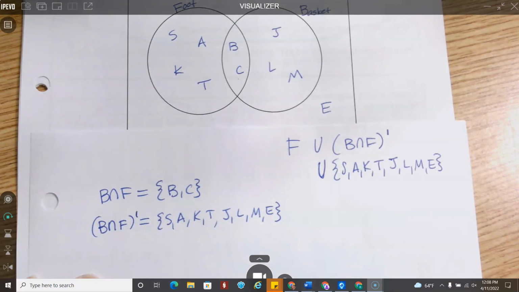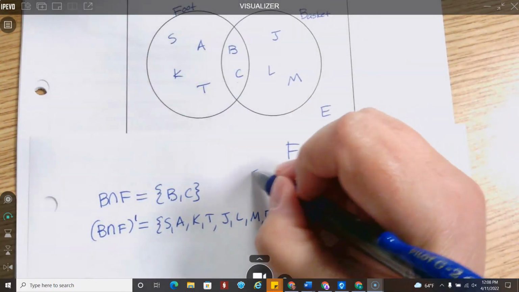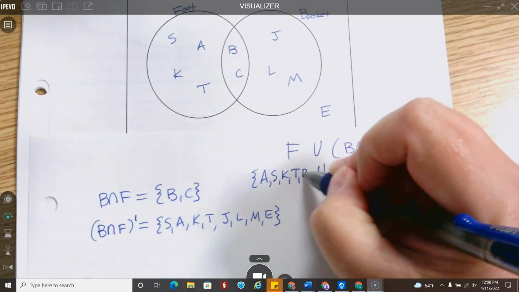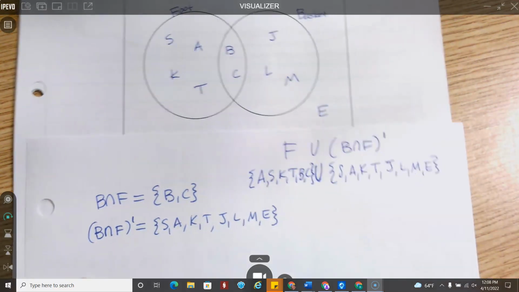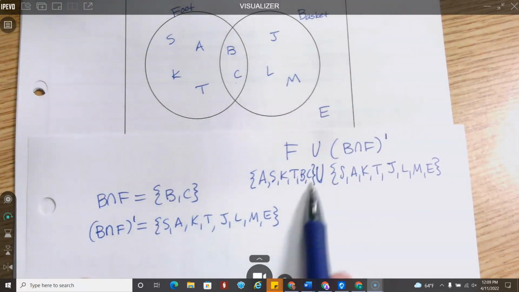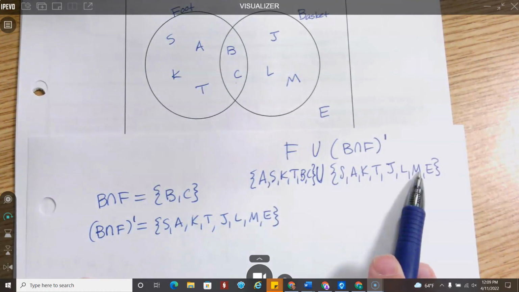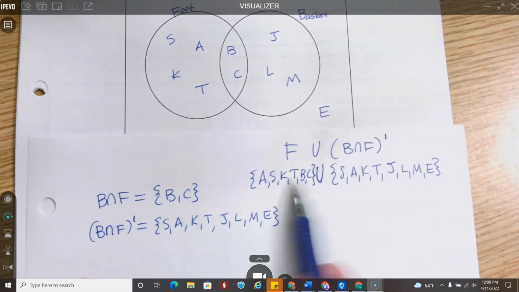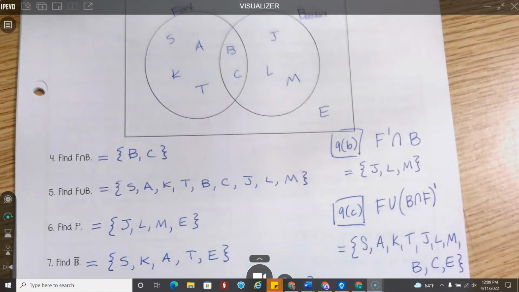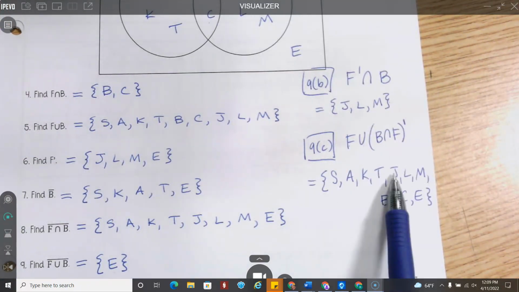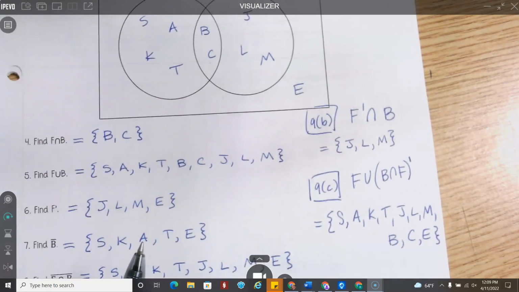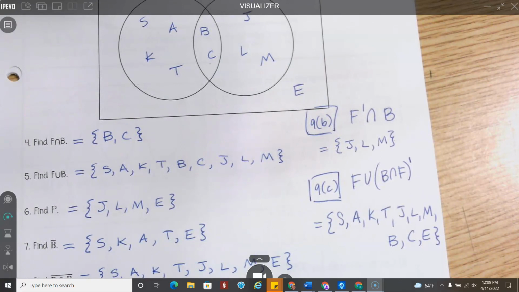I'm doing the union of that with F. Well, F is S, A, K, T, B, and C. F includes B and C. So if we're doing a union, then that union brings B and C right back in. All together here, we have everything. We've got B and C, we've got E, we've got all the letters. So all 10 letters are in this group. So that's why I had S, A, K, T, J, L, M, B, C, E. So the fact that all of F has to be included includes B and C, because B and C are in F.